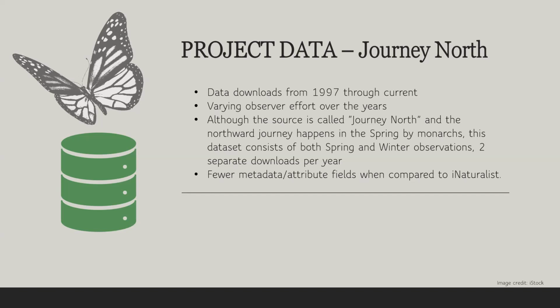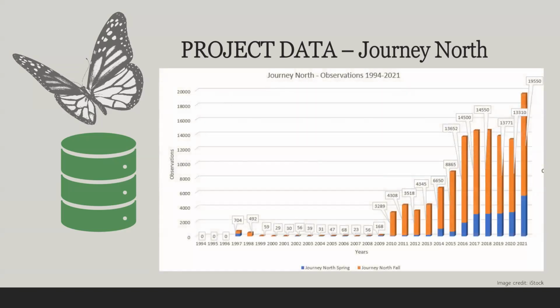So Journey North is a lot more simple compared to other sources such as iNaturalist. The metadata and attribute fields associated with the observations, there's not much to it. It's just lat long, sometimes just a zip code. It's not standardized over the years. It's changed through time. So I'm going to have to do a lot of data cleanup in order to get it into my analysis.